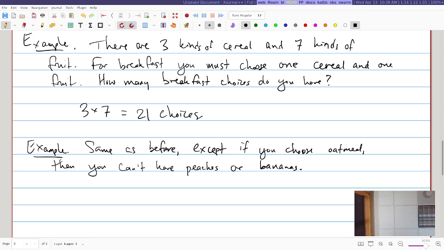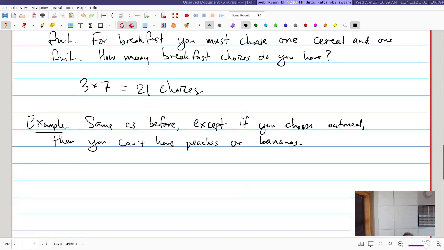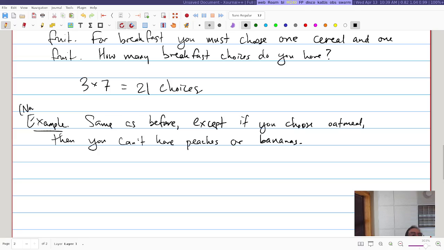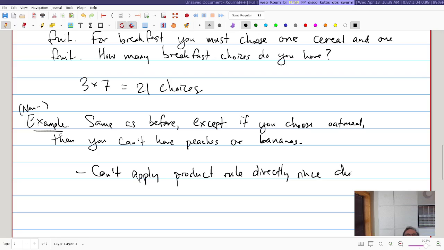That's not my point. My point is just, in this scenario, the choices are no longer independent. Right? This is kind of like what I said before. We took some cells out of the grid, because now, when I choose oatmeal, that affects what fruit choices I have. So we cannot apply the product rule, at least not directly. So this is kind of, I would say, a non-example. We can't apply the product rule directly, since the choices are no longer independent.